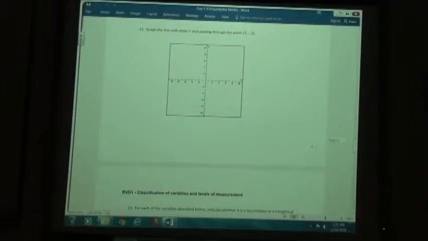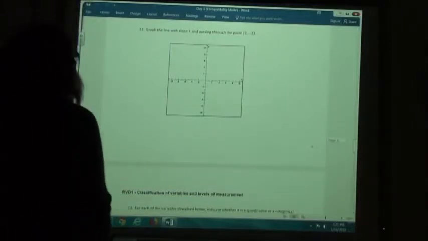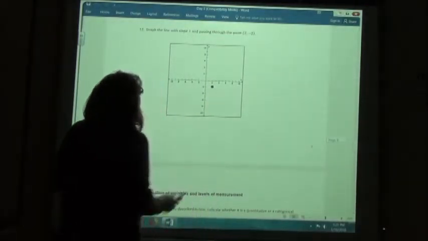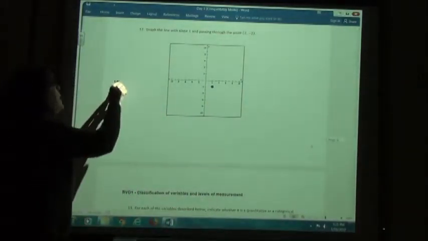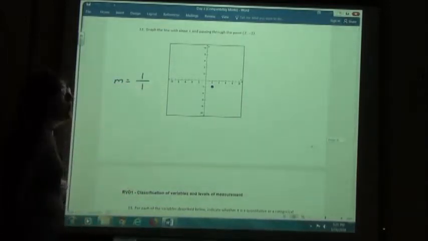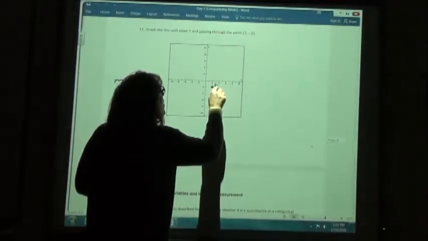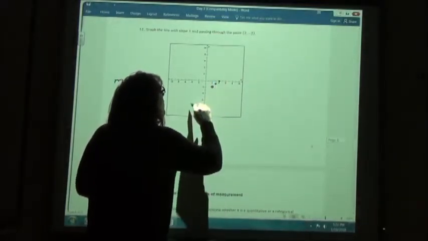So number 12, you started and plotted the point (2, negative 2). So 2 to the right and down 2 is where you're starting. My slope is 1. If my slope is 1, it's 1 over 1. Both of those are positive. I'm going to go up 1 and to the right 1. I could keep going, up 1 and to the right 1.